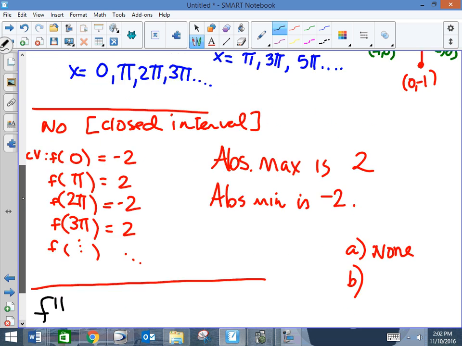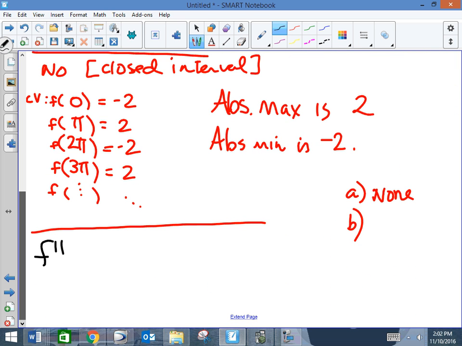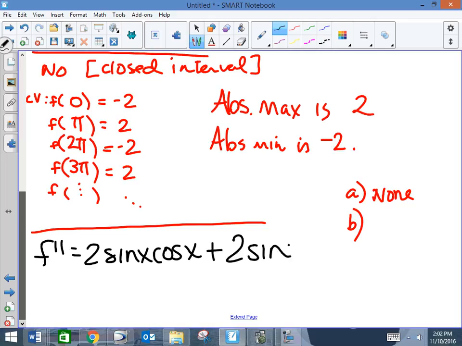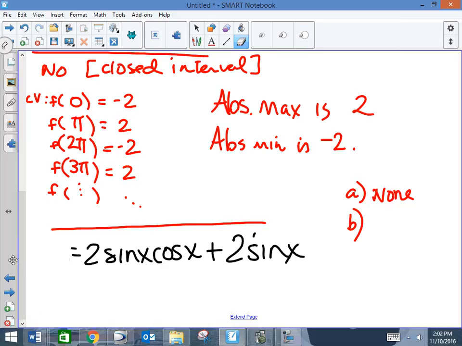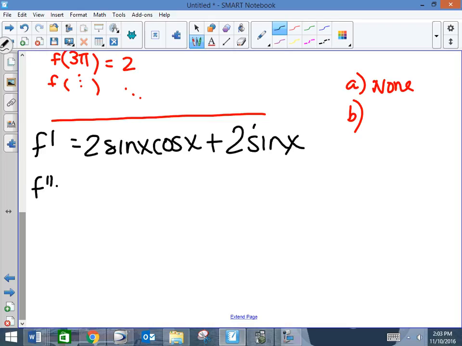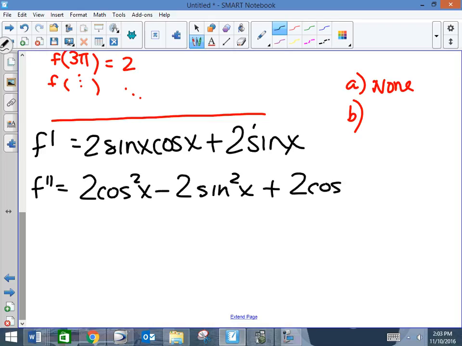F double prime. Prime is 2 sine x plus sine x plus 2 sine x. Okay. That's a single column, right? That is simple. Okay. So who's confident about your double prime here? Go ahead, Alan. 2 cosine squared x minus 2 sine squared x plus 2 cosine x. Okay. Did you get that? We had to do a product rule here.